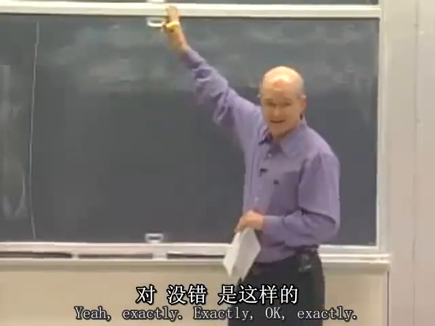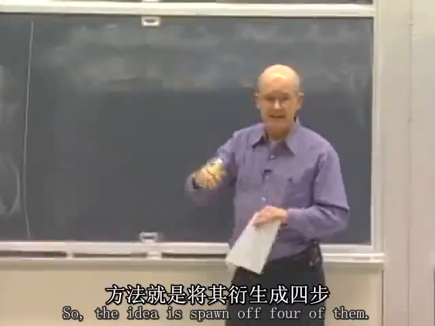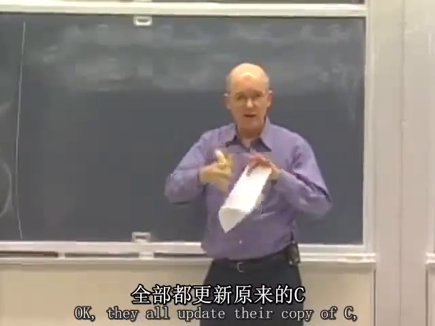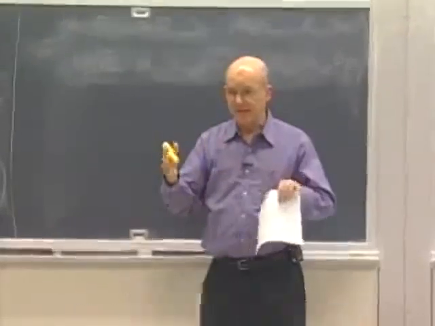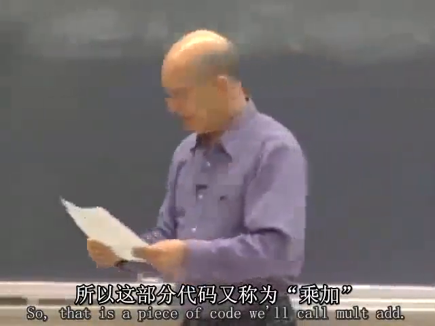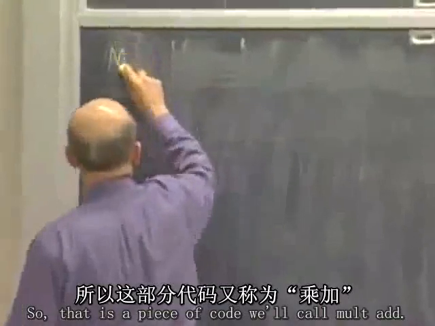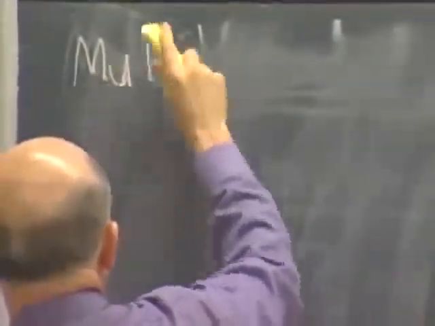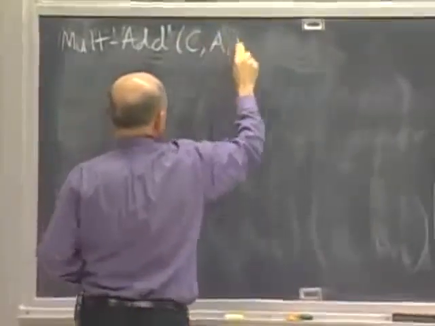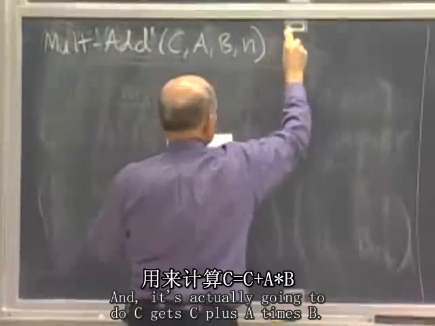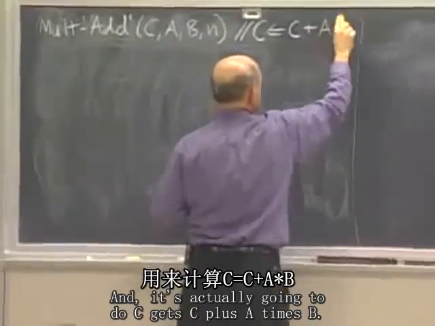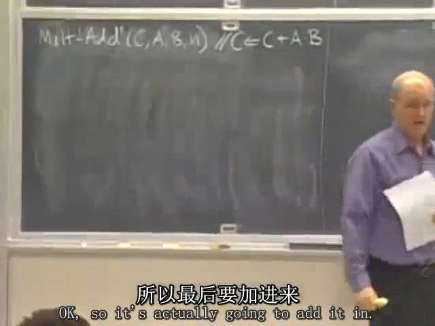Yeah, exactly. So the idea is spawn off four of them. Okay, they all update their copy of C, and then spawn off the other four that add their values in. So that's a piece of code we'll call mult add. And it's actually going to do C gets C plus A times B. Okay, so it's actually going to add it in.